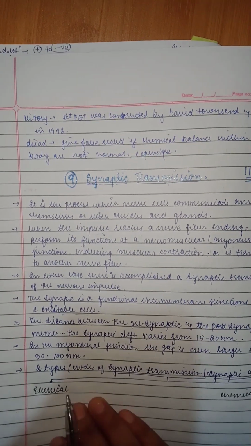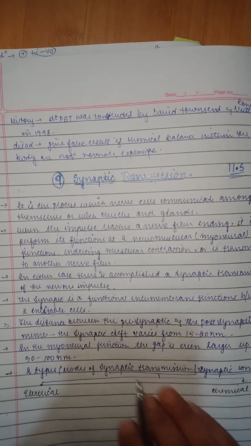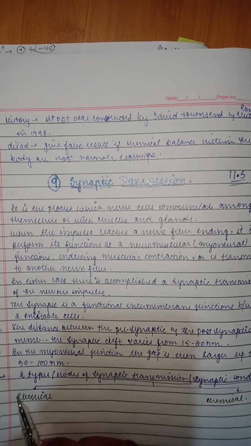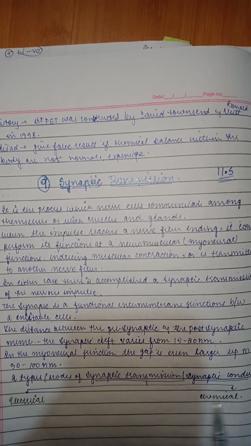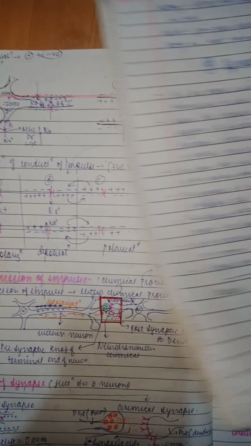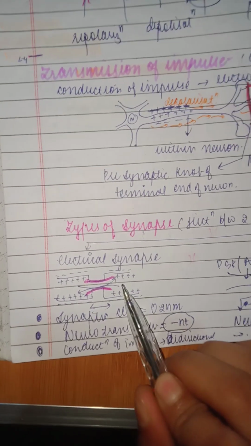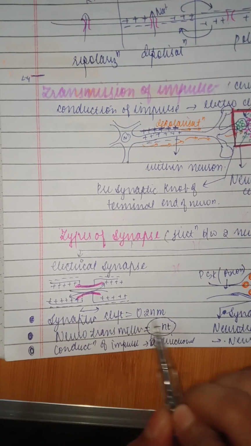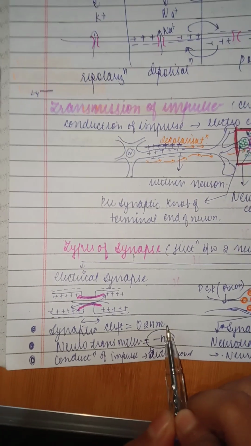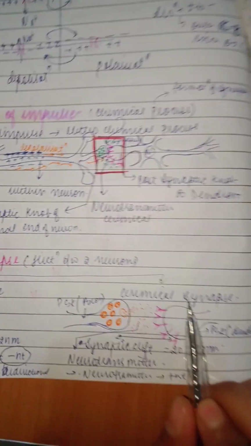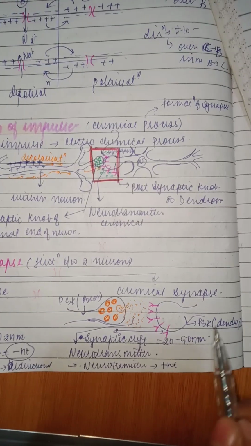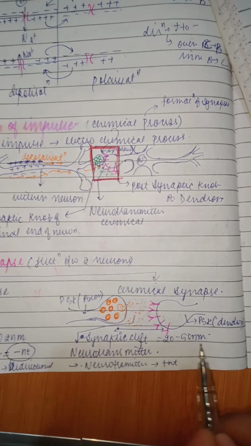There are two modes of synaptic transmission, or synaptic conduction. First is the electrical, and second is the chemical. In an electrical synapse, the synaptic cleft distance is 0.2 nanometer, and in the chemical synapse the synaptic cleft distance is 20 to 50 nanometers.